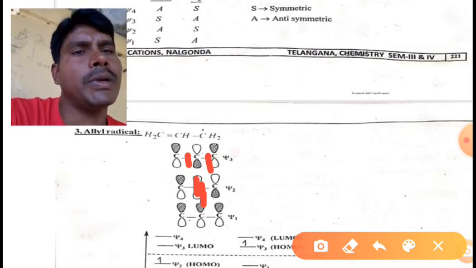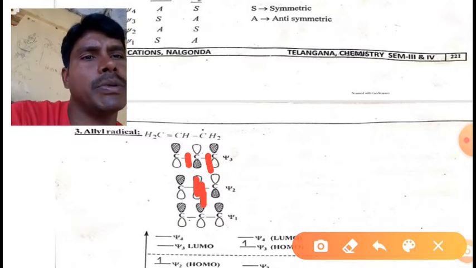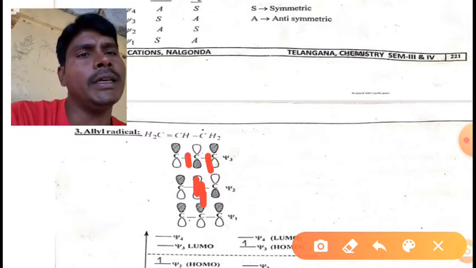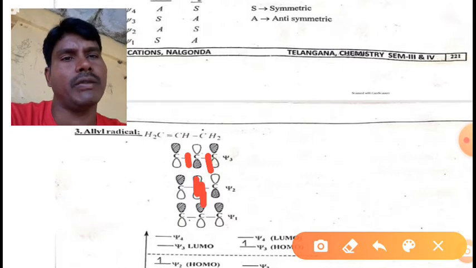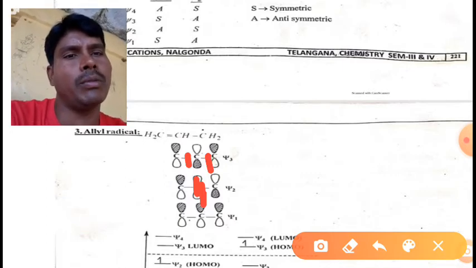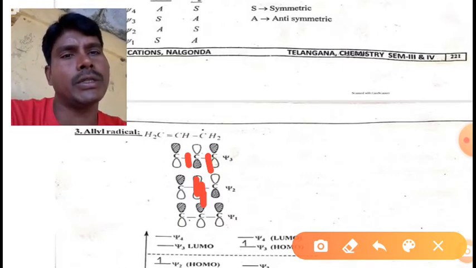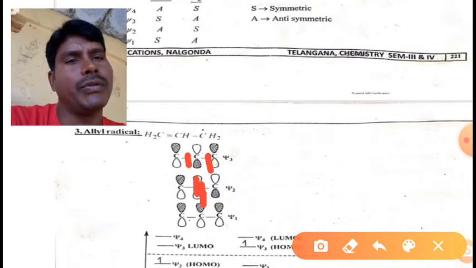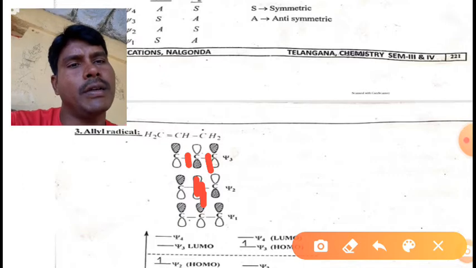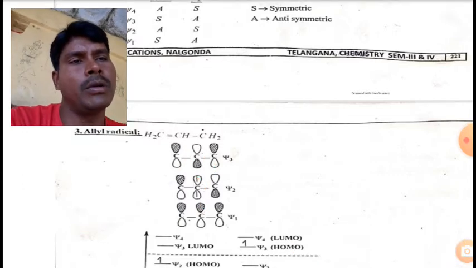When sigma is present, C2 is automatically absent. This is the electron configuration. If you take the HOMO level at ground state, psi2 is the HOMO. If you take the excited state, psi3 is the HOMO level. Psi3 is the HOMO orbital.